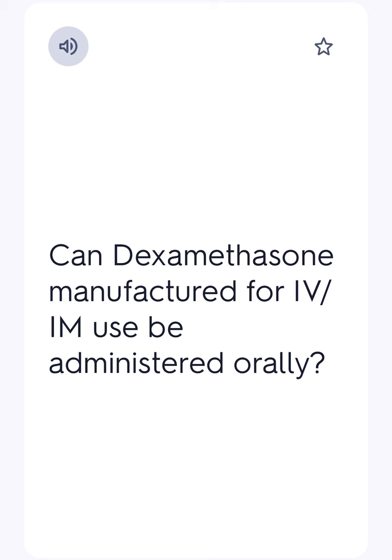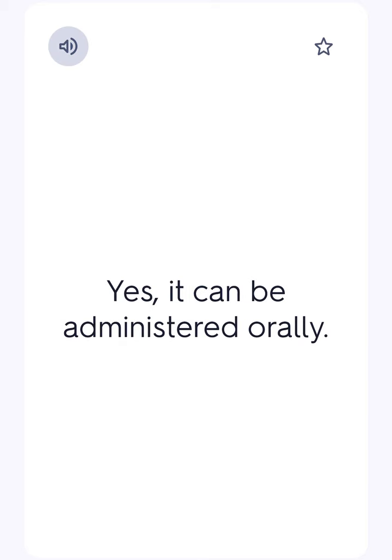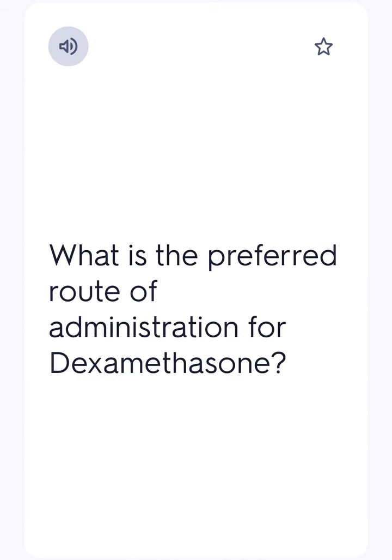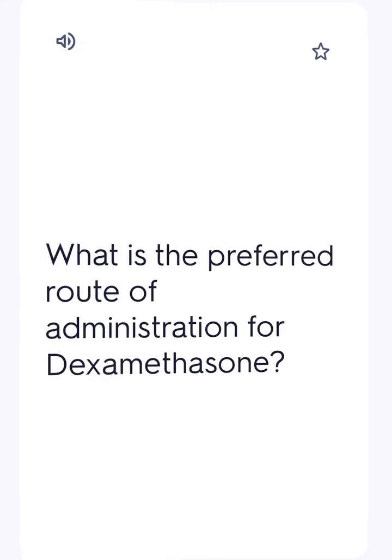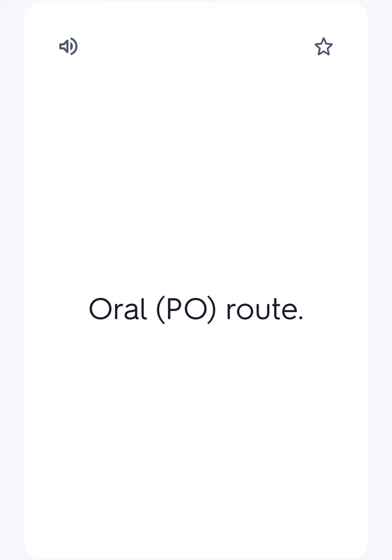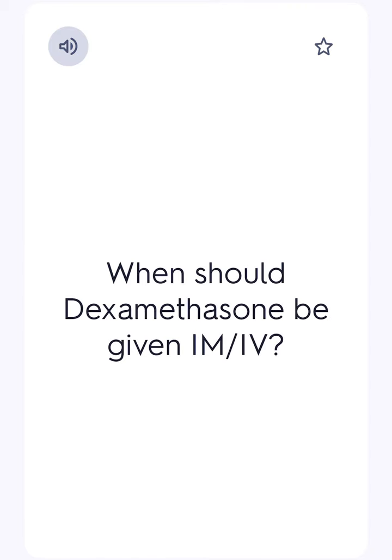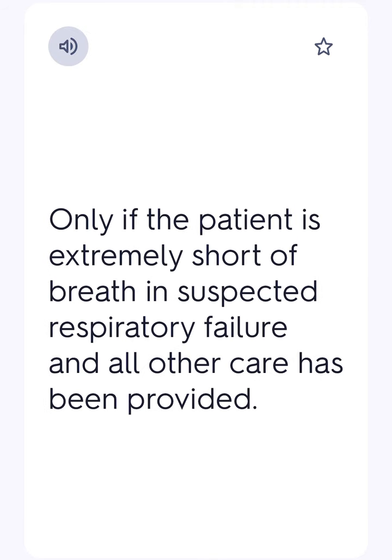Can dexamethasone manufactured for IV/IM use be administered orally? Yes, it can be administered orally. What is the preferred route of administration for dexamethasone? Oral route. When should dexamethasone be given IM/IV? Only if the patient is extremely short of breath in suspected respiratory failure, and all other care has been provided.